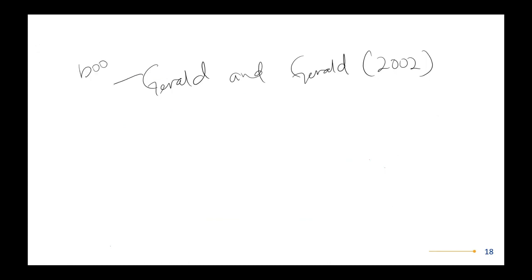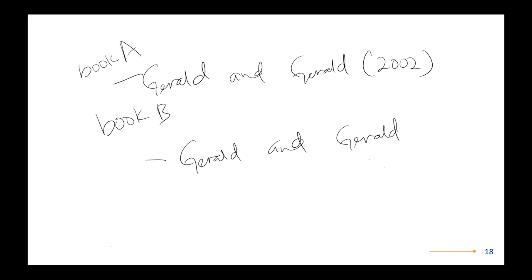let's say you have Gerald and Gerald. Okay, let's say this is 2002. But this is from book A. Then you have book two or book B, also by Gerald and Gerald. Let's say in the same year. All right. What happens now is you will see book A and book B have the same surname and then the same year. So you need to use the A and B.